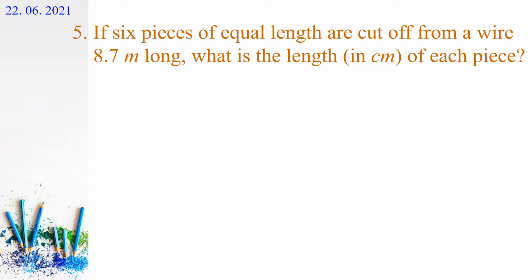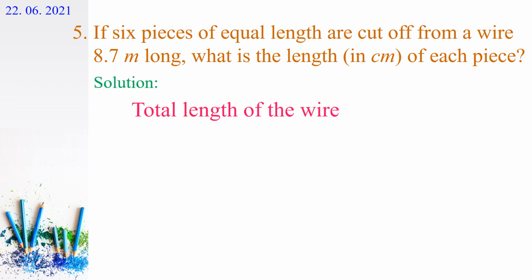Fifth sum. If 6 pieces of equal length are cut off from a wire 8.7 meter long, what is the length in centimeter of each piece? We have to give the solution in centimeter. So, let us convert 8.7 meter to centimeter first. Let's move on to the solution.